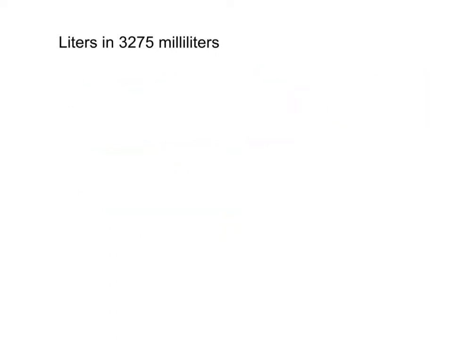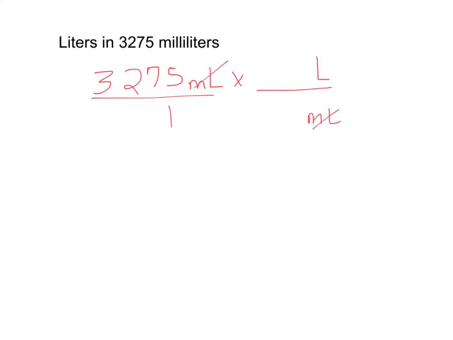Okay, how many liters are in 3,275 milliliters? Pause and see if you can do it. Again, you start with the number you're given with the units. Milliliters. I'm getting rid of milliliters, so they're going to go on the bottom, and I'm going to liters. That's going to cancel. There are 1,000 milliliters in 1 liter. So basically I'm just dividing by 1,000, right?